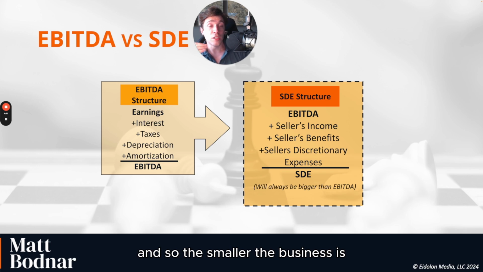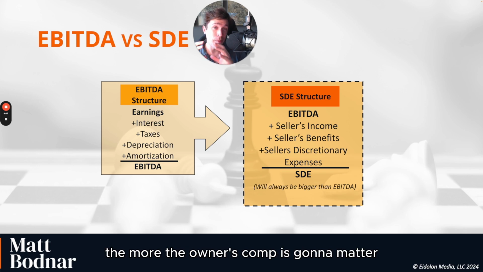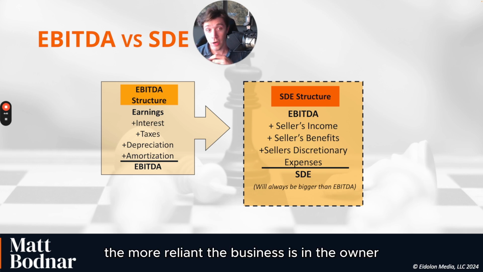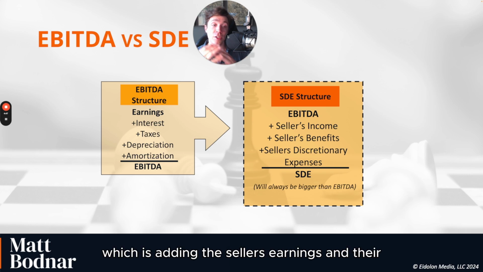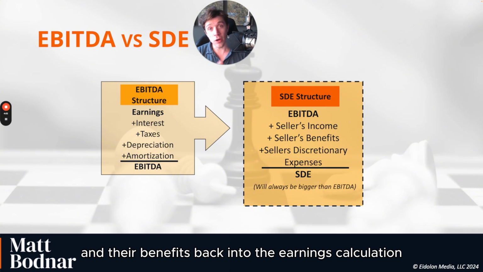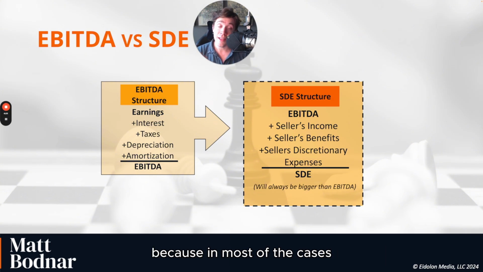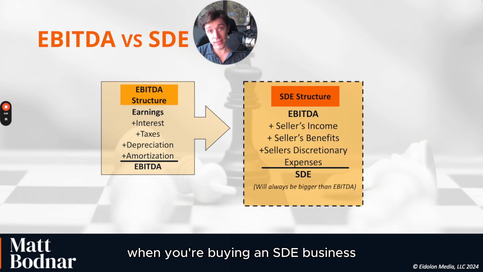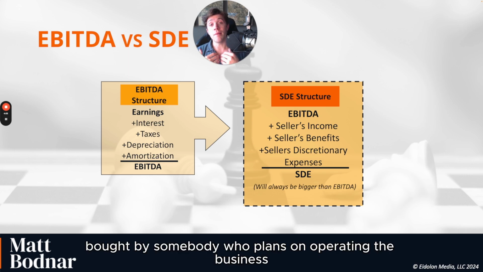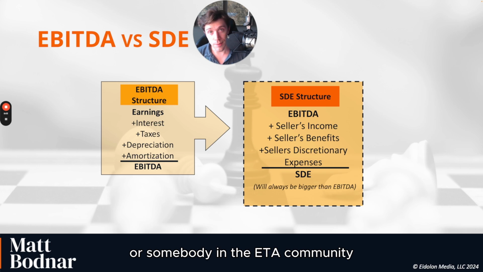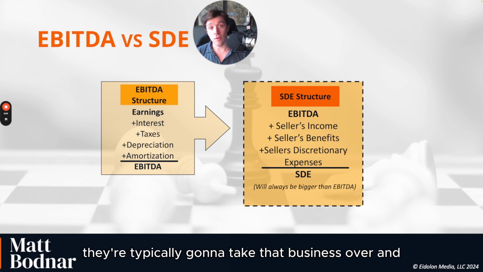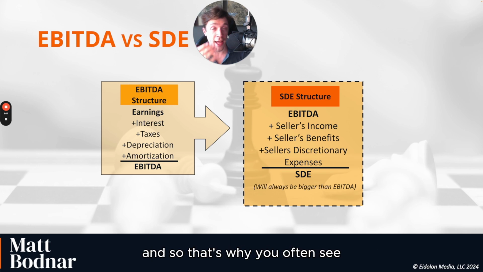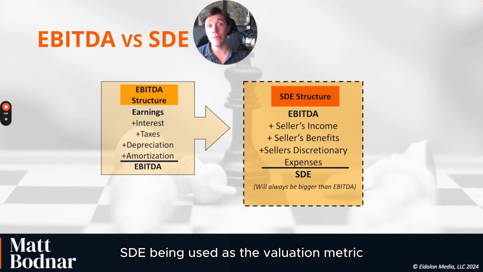And so the smaller the business is, the more the owner's comp is going to matter, the more reliant the business is on the owner, the more you're going to use SDE, which is adding the seller's earnings and their benefits back into the earnings calculation. In most cases when you're buying an SDE business, it's being bought by somebody who plans on operating the business, whether it's a searcher or somebody in the ETA community. They're typically going to take that business over and operate it themselves, right? And so that's why you'll often see SDE being used as the valuation metric for these smaller businesses.